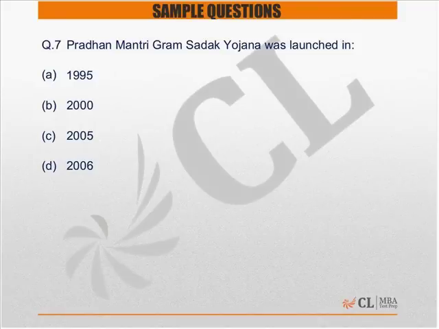What are the components of Pradhan Mantri Gram Sadak Yojana? These are to provide roads to all villages with a population of 1,000 persons and above by 2003, and with a population of 500 persons and above by 2007. This was the component of the Pradhan Mantri Gram Sadak Yojana.